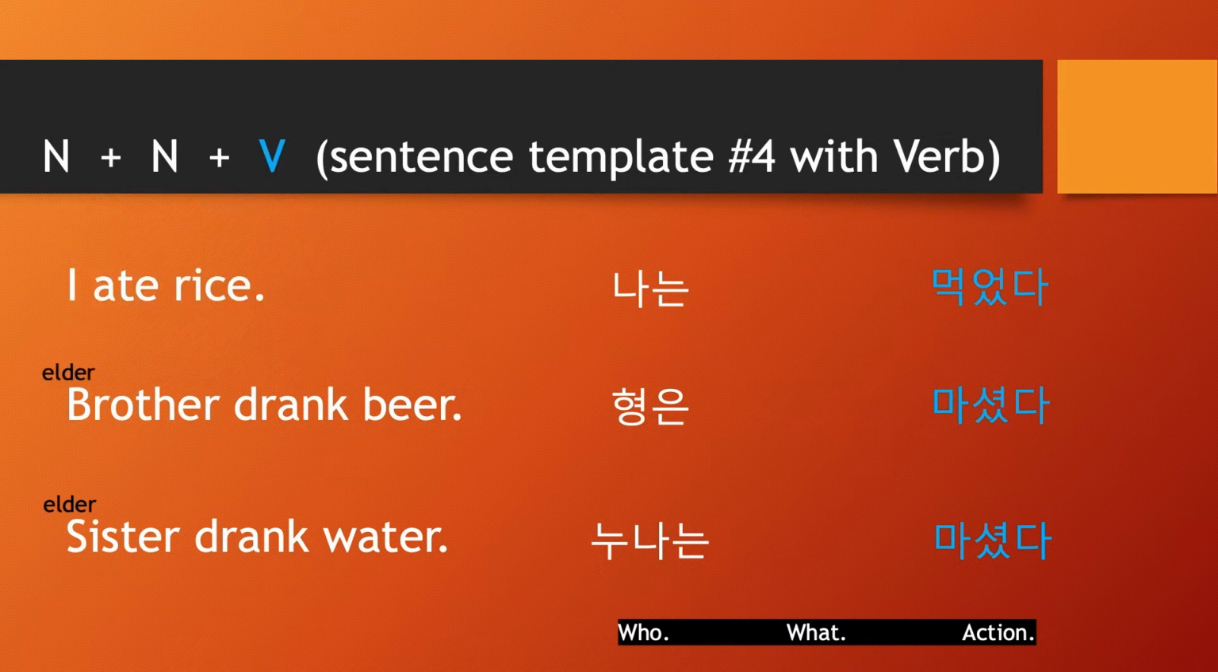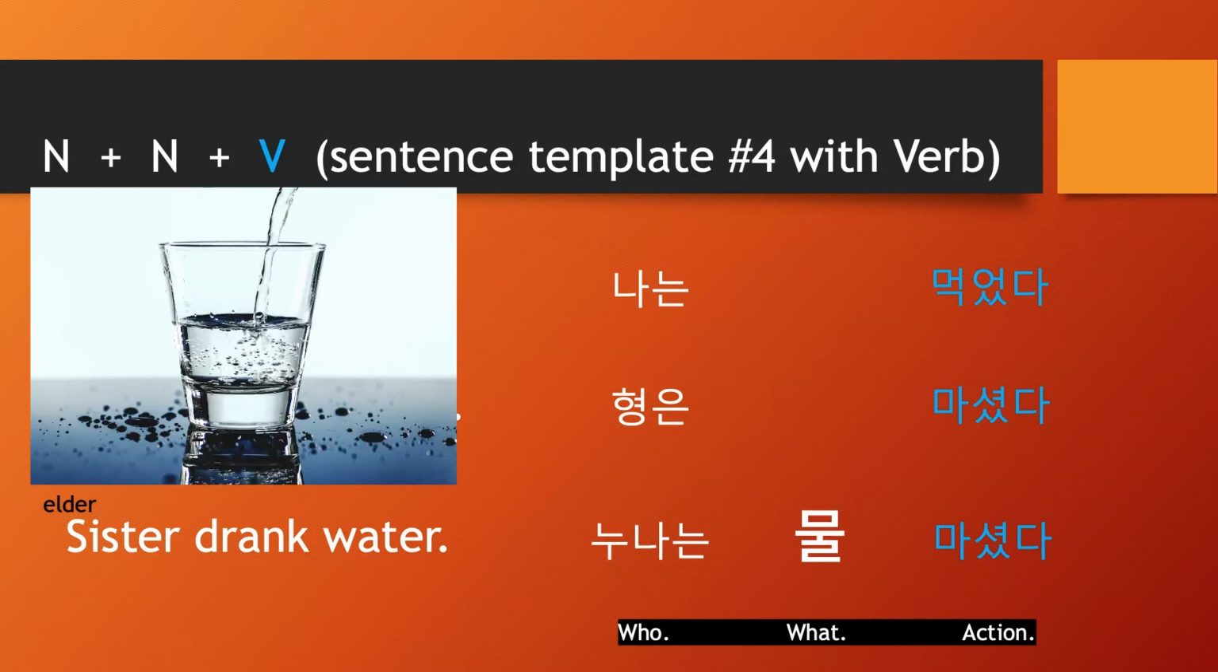Sister drank is 누나는 마셨다. Water in Hangul is 물. 물 has 받침 리을, so we have to use 을, 물을. We need to say 누나는 물을 마셨다, which is not easy to pronounce. Sister drank water. Now you know how to say drink and eat something.